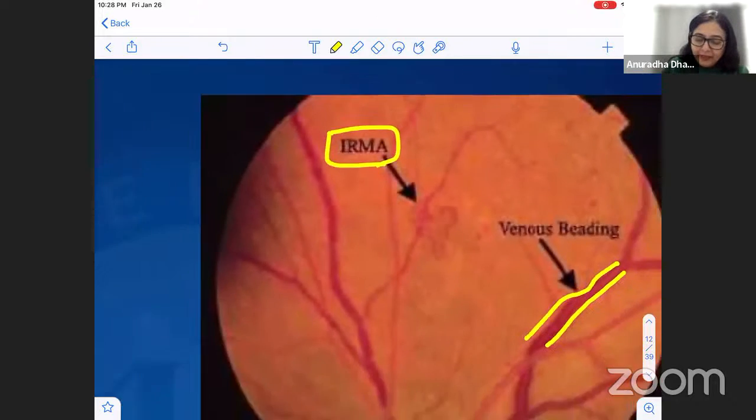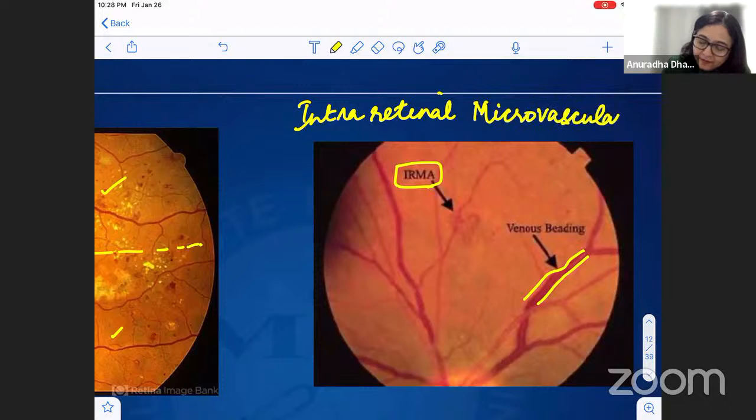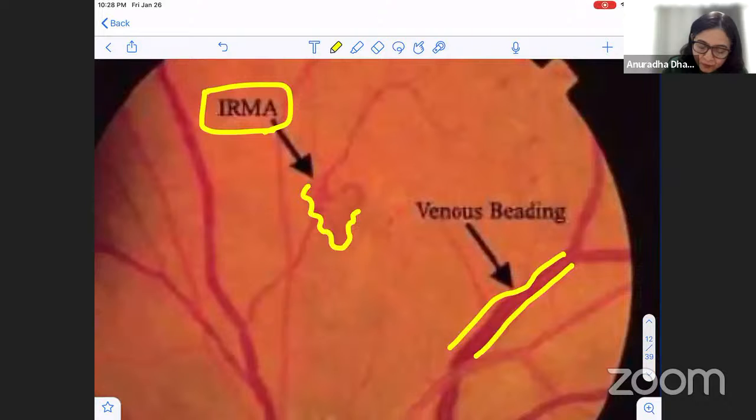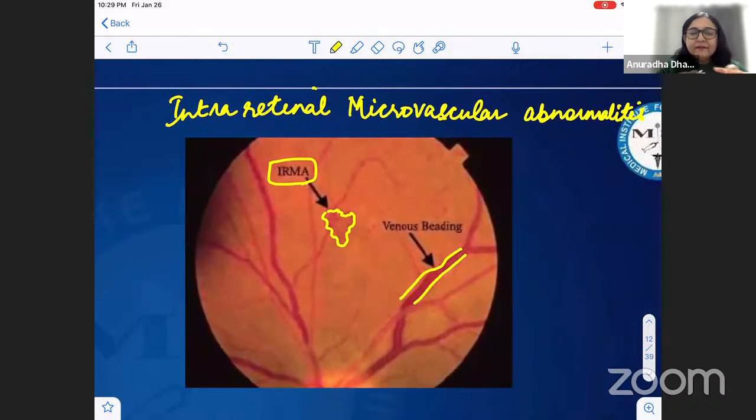Now what is this IRMA, beta? IRMA is intraretinal microvascular abnormalities. You can take it as a stage before development of new vessels. You can see this kind of a loop of abnormal vessels, but they are within the retina, within the retinal layers. That is why the name intraretinal. So as a response to ischemia, there is formation of abnormal microvascular vessels within the layers of the retina, which are called intraretinal microvascular abnormalities, or IRMA.